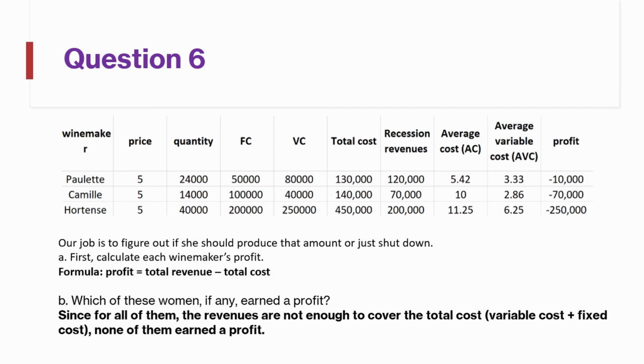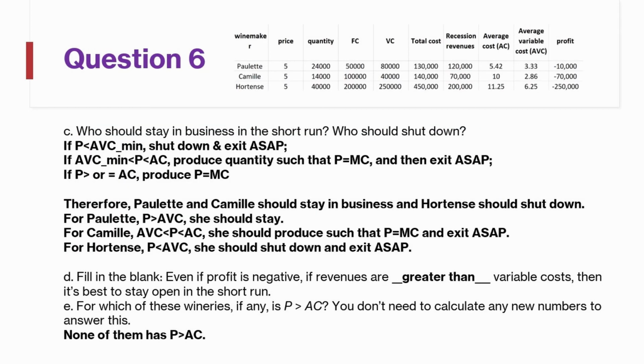For part C, we want to know who can stay in business in the short run and who should really shut down. We learned from the textbook that if P, which is price, is smaller than the average variable cost, the business should shut down and exit ASAP. If the minimum of average variable cost is smaller than price, which is smaller than the average cost, we should produce quantities such that price is equal to marginal cost and then exit ASAP. But if the price is equal to or larger than average cost, then the business should stay in the industry and produce the amount that would enable them to earn the most profit, which is price equal to marginal cost.